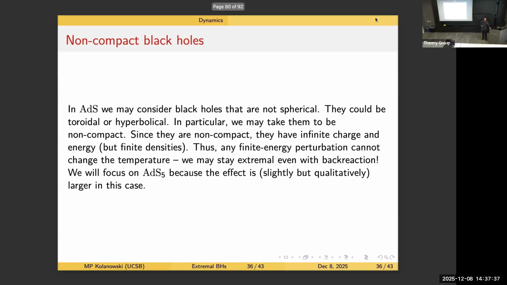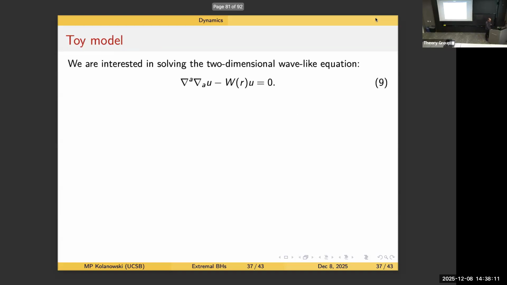But in AdS, we can consider planar black holes, and planar black holes have infinite energy and infinite charge. So if I take this infinite energy, infinite charge black hole and put some finite energy perturbation on top of that, this won't change the temperature, because it's infinite energy versus finite energy. So here we could stay extremal even with back reaction. And here I will focus on AdS5 because this effect is slightly larger in this case.